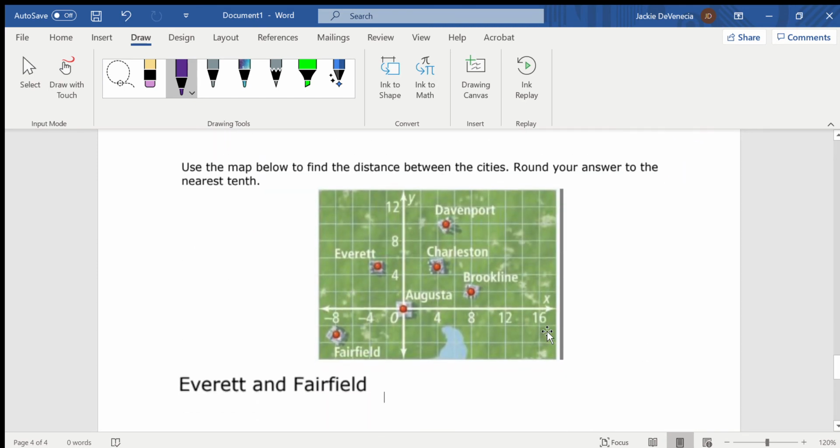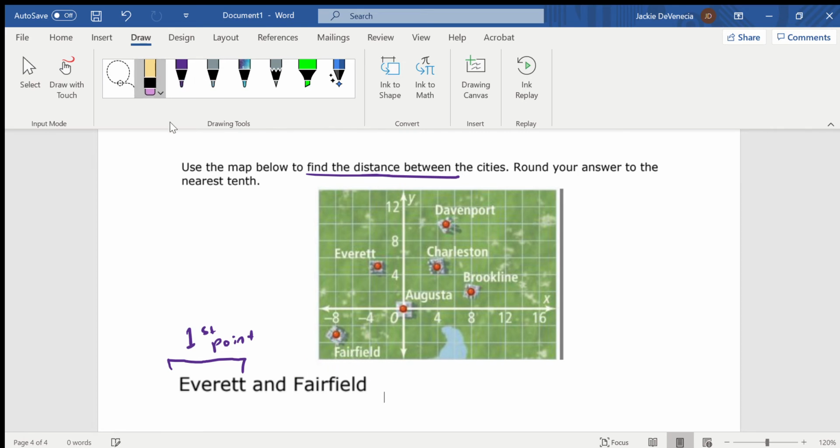Now let's look over here in this example. This one, they gave us an actual map to work with, and we have to find a distance between the two cities. Now we have to also round our answer to the nearest tenth. Now, Everett and Fairfield. Again, it's not always going to be alphabetical order, but usually the first thing you see, that's your first point. And then the second is your other point. So that's going to be my end point.